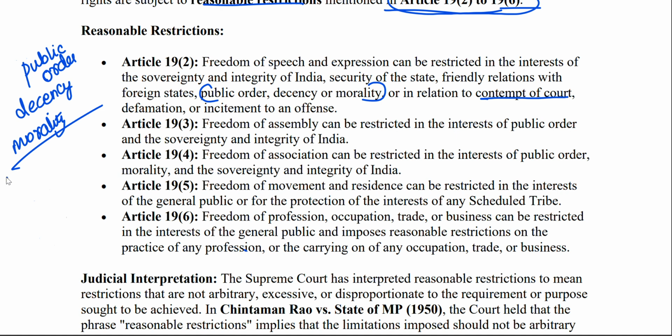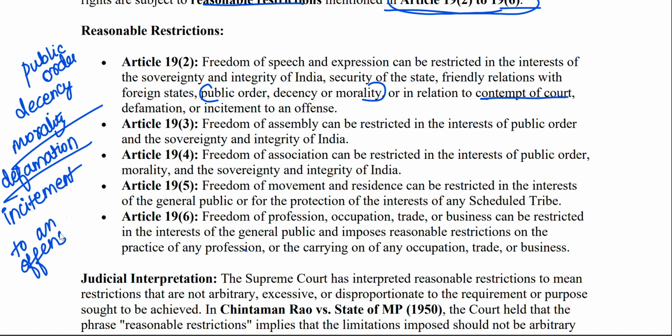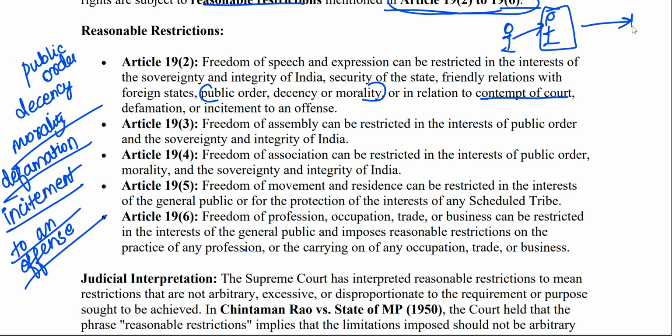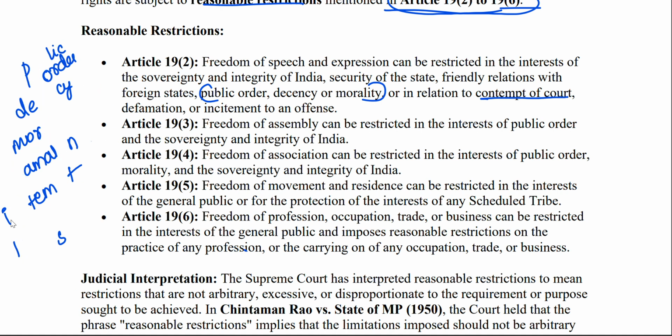Now, in public also, when you are speaking wrong against someone, there is defamation. And when you are speaking wrong, that other person might be provoked to attack you, slap you. So incitement to an offense. Incitement to an offense means we have two persons. Person A is advising or ordering person B to murder somebody or to commit a crime. So this is what we call incitement of an offense. Defamation and incitement of an offense are related to the public. And court has only one thing, and it is called contempt of court.